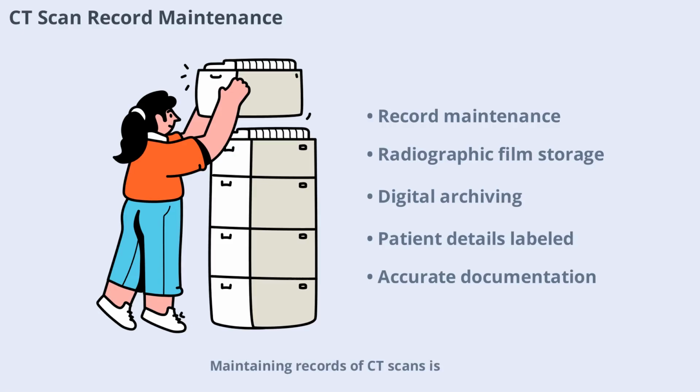Maintaining records of CT scans is essential for patient care and follow-up. Images are stored on radiographic films, photographed from monitor screens, or digitally archived. Typically, CT scan records are kept on large sheets of film, with multiple images per format. Each image is labeled with the patient's details, ensuring accurate documentation and easy retrieval for future reference.